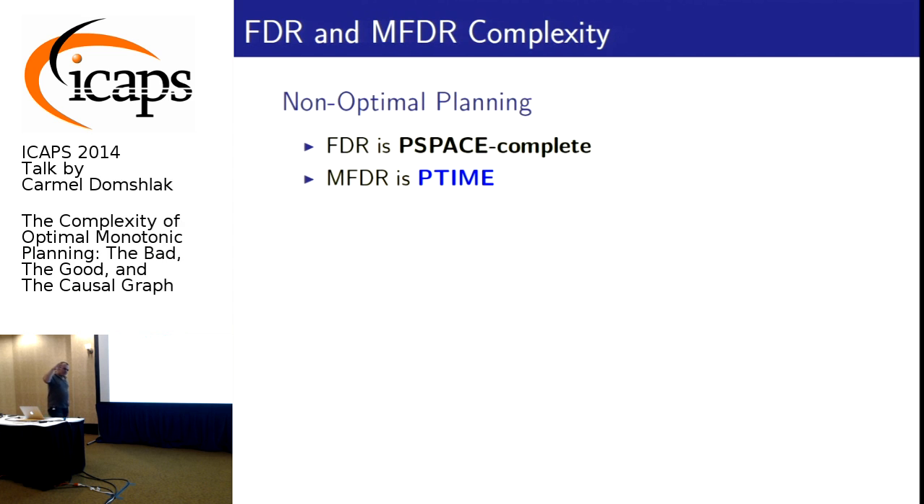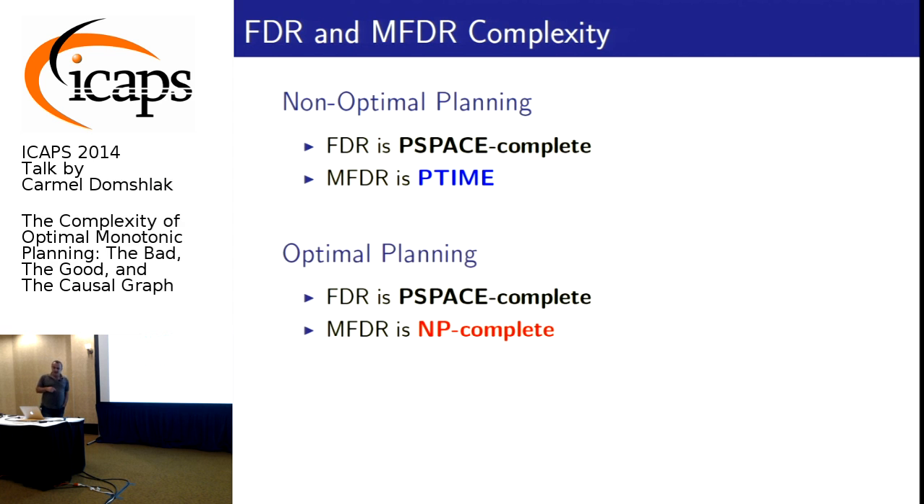And when we looked at our understanding of complexity of planning for FDR and MFDR respectively, so for non-optimal planning, planning for FDR is PSPACE-complete, and for MFDR it's easy. A simple forward chaining procedure solves it in polynomial time. When you look at optimal planning, well, it's not really PSPACE-complete, because these complexity classes are defined for decision problems, but you'll forgive me for that.